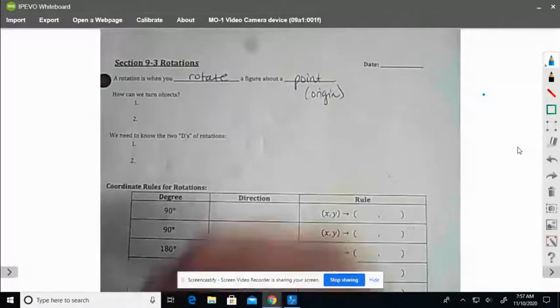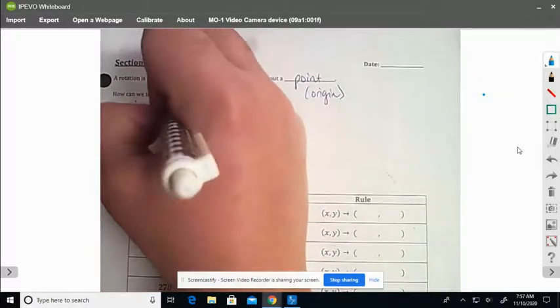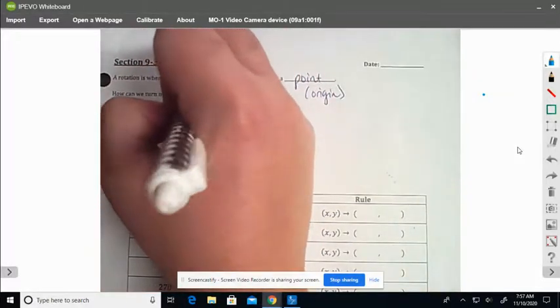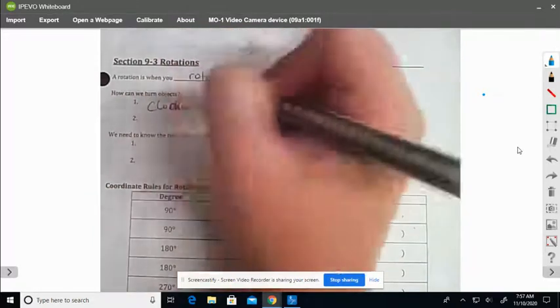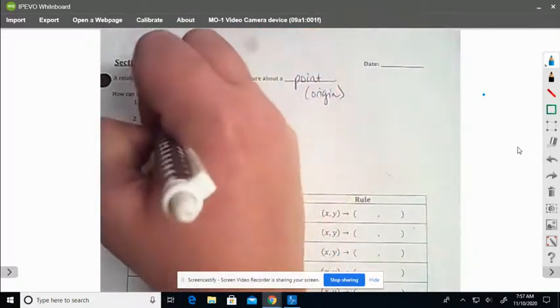We can turn objects two ways. We can turn it clockwise, going this way, or counterclockwise.